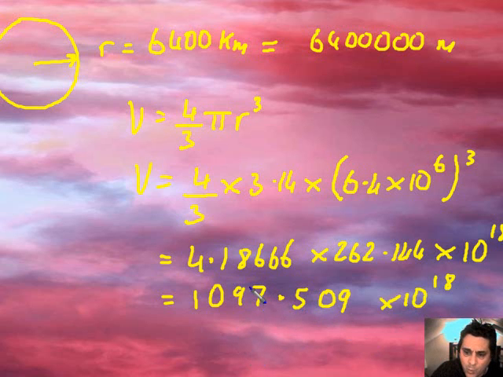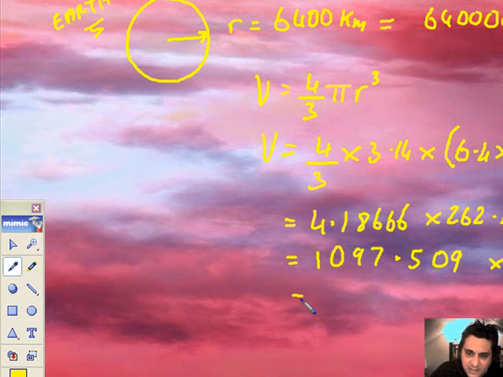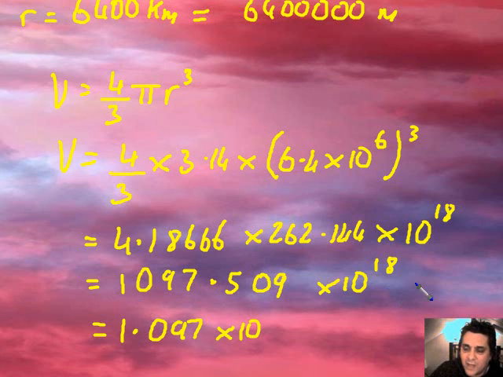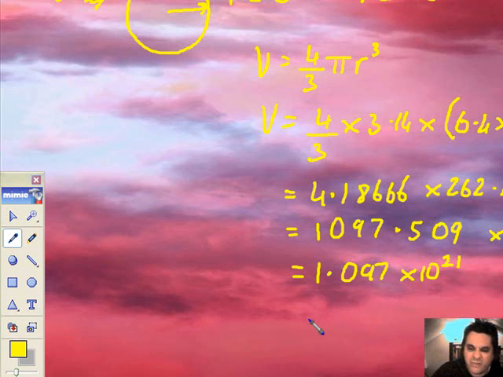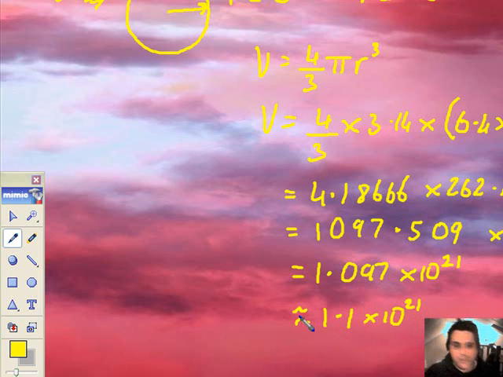So if I'm going to go back 1, 2, 3 places, I will get 1.097 times 10 to the power of, if I go back 1, 2, 3, I've got to pay it back 3 places, so that's going to be 21. If I really want to round it off a little bit more, I want to call that 1.1, again the 9 pushes the 0 up to a 1, times 10 to the power of 21. I've not changed the power, I've not changed the order of it in any way, so that's fine.